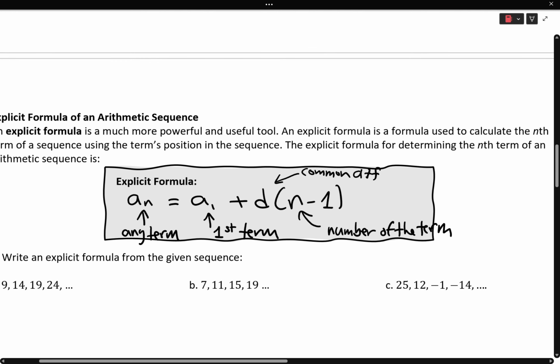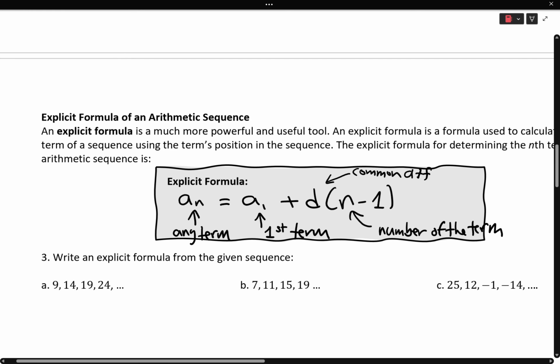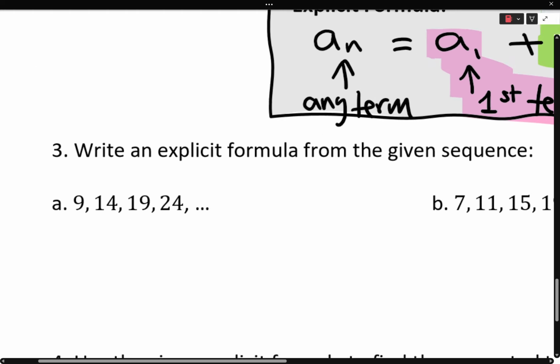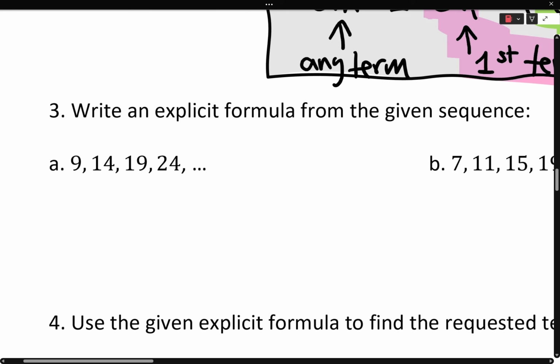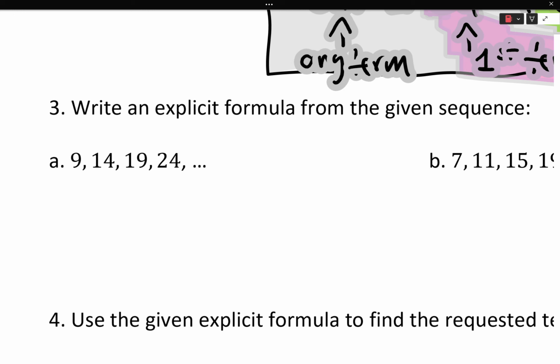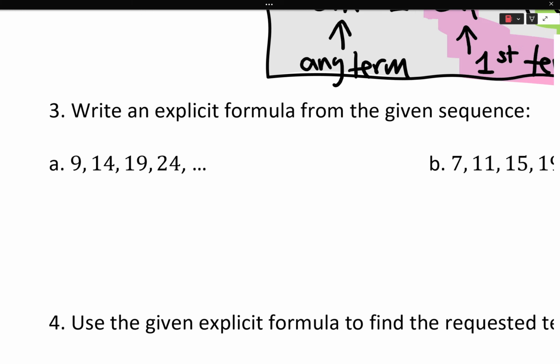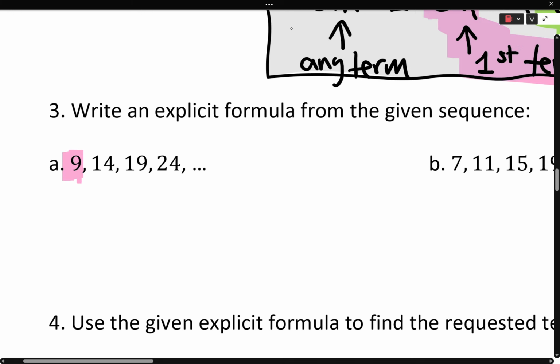But first, let's just practice writing the explicit formula. So for the explicit formula, we need our first term, and we need our common difference. Everything else stays the same until we're finding something. So let's try that for number 3a. So let's find, the first term is 9. We got that. Let's highlight it. That's our first term. Let's find our common difference. That will be 14 minus 9, so that's 5.